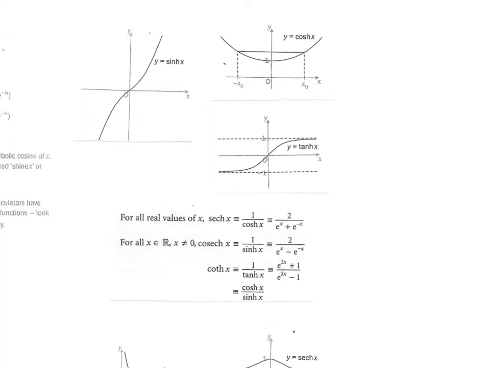And finally, the graph of tangent x looks like this. We have two asymptotes at 1 and minus 1. Excuse me. And tangent x looks like so. It goes through the point 0, 0.